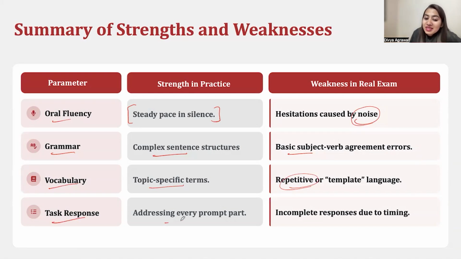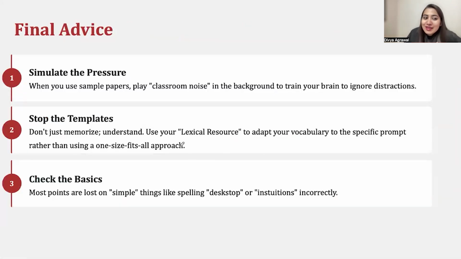Task response, addressing every prompt part. Right now, you're addressing each and every part of the prompt, but over there, you might write something which is incomplete due to timing, due to the pressure of time on your head. You're not addressing the prompt completely. So, how can you overcome these things? Let's discuss those things. I have got some final advice for you.